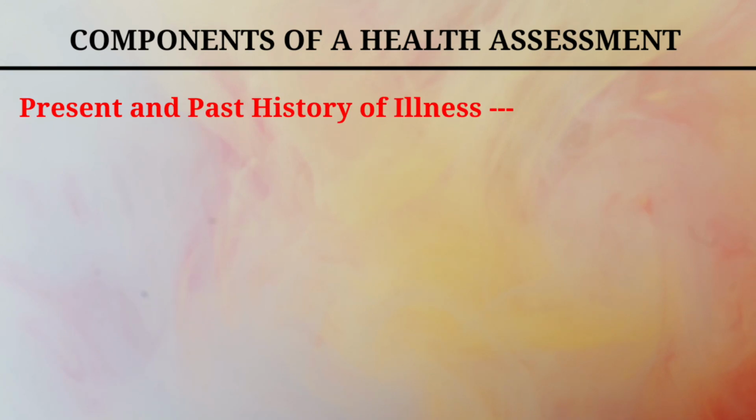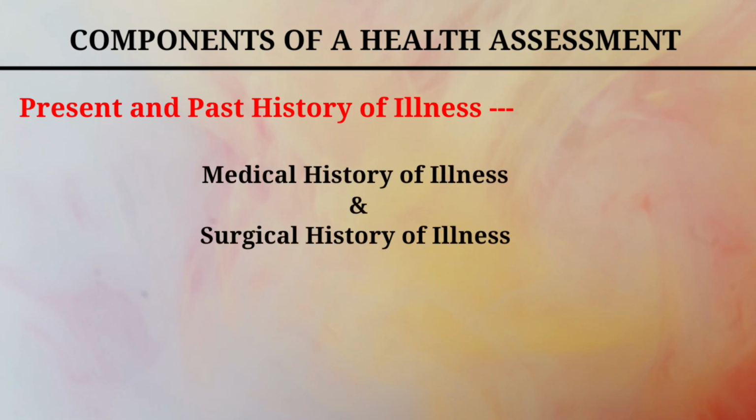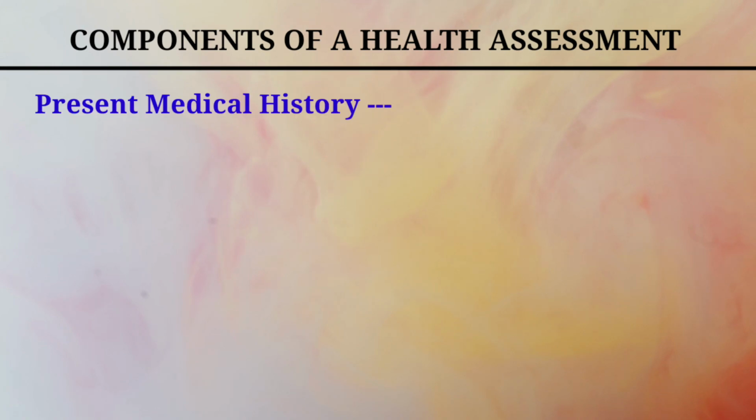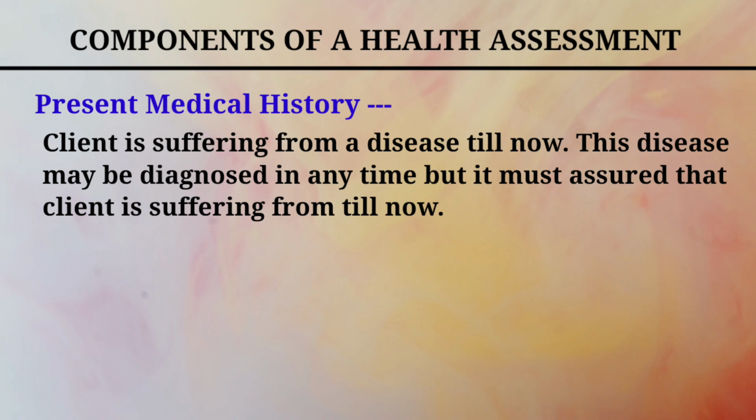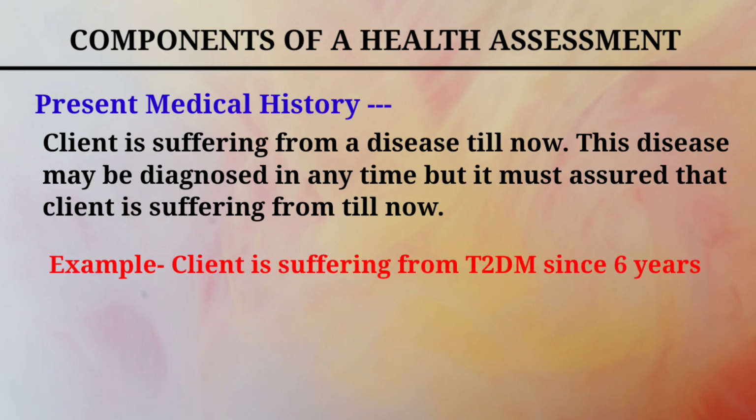Next, present and past history of illness. There are two different things in this, medical history of illness and surgical history of illness. Present medical history means the client is suffering from a disease till now. This disease may have been diagnosed at any time, maybe a few days ago or a few months ago or maybe a few years ago, but it must be certain that the client is suffering from the disease till now. For example, client is suffering from type 2 diabetes mellitus since last 6 years.